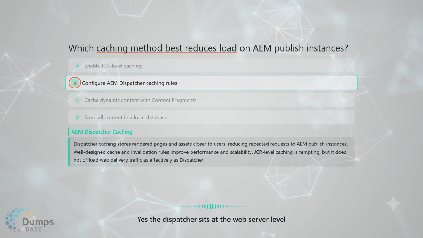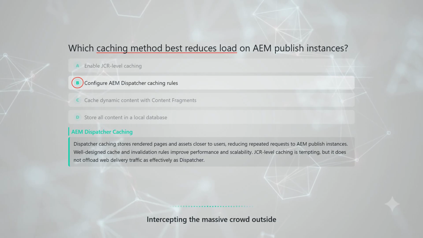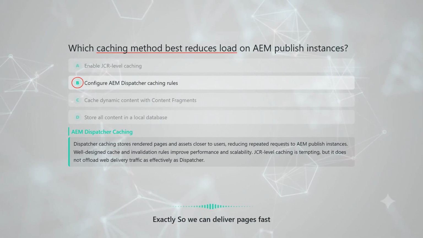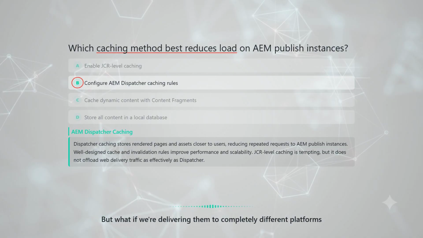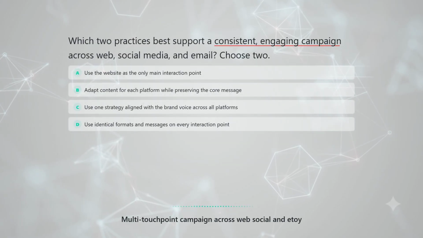Yes. The dispatcher sits at the web server level. It's like a bouncer at a popular club. Intercepting the massive crowd outside so the club manager, your publish instance, never even sees the traffic. Exactly. So we can deliver pages fast. But what if we're delivering them to completely different platforms? Right. Our final scenario looks at best practices for a multi-touchpoint campaign across web, social, and email.